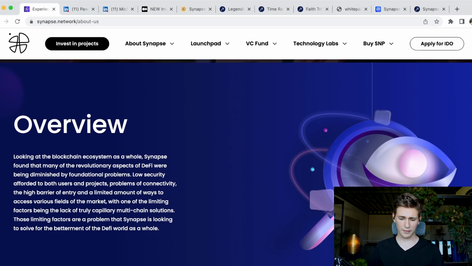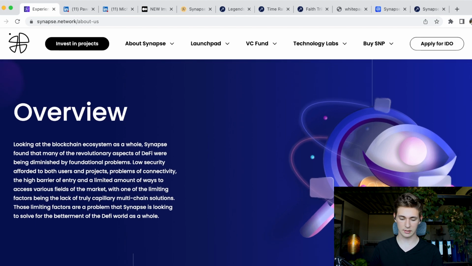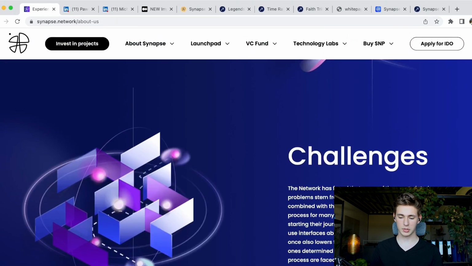So the overview. Looking at the blockchain ecosystem as a whole, Synapse found that many of the revolutionary aspects of DeFi were being diminished by foundational problems: low security afforded to both users and projects, problems of connectivity, the high barrier of entry, and a limited amount of ways to access various fields of the market, with one of the limiting factors being the lack of truly capillary multi-chain solutions. Those limiting factors are a problem that Synapse is looking to solve. So a pretty clear problem statement here.